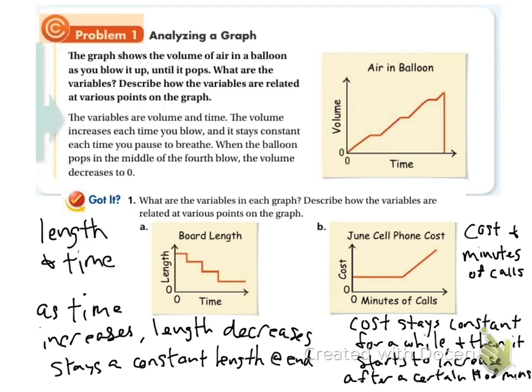So it seems like June must be allowed to have a certain number of minutes, and it costs a certain amount of money. So like 500 minutes for $50 or whatever it is. And then once she hits that point, she starts getting charged per minute, and that's why it's going up.